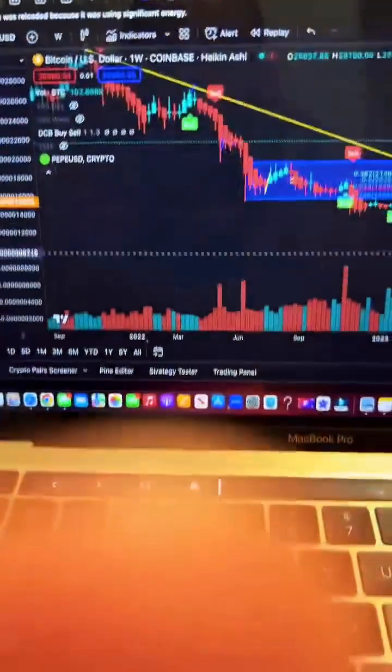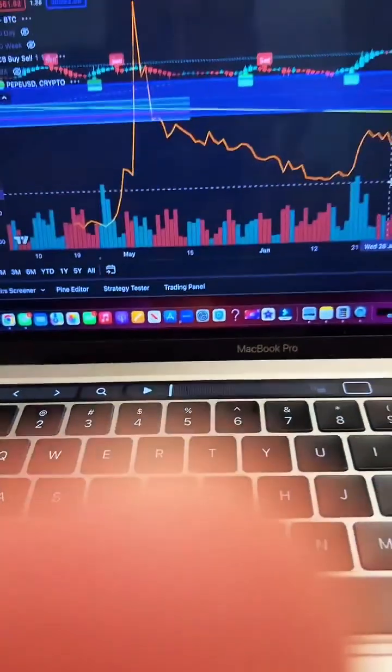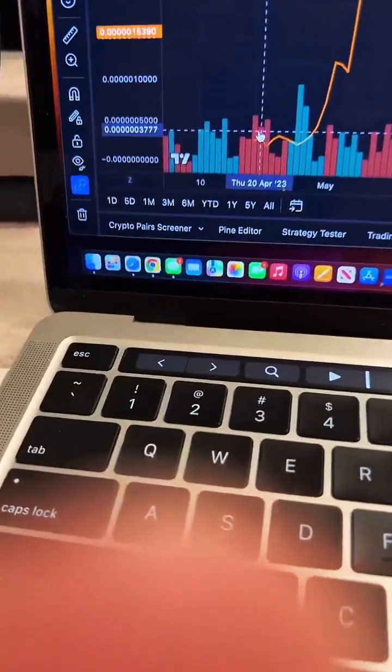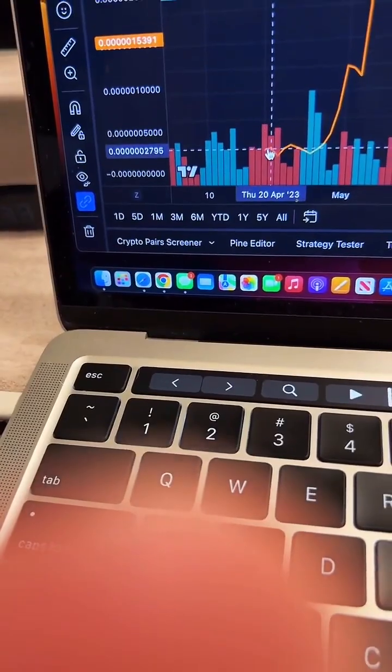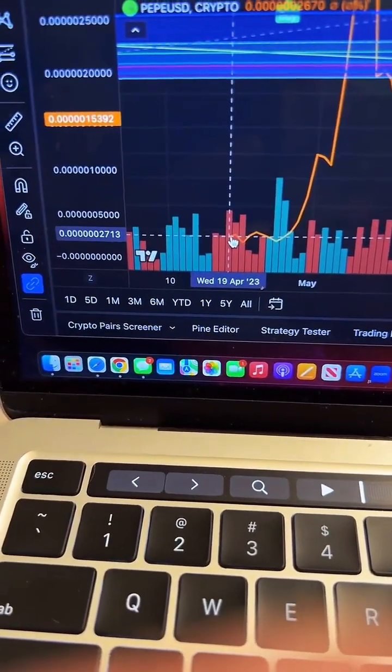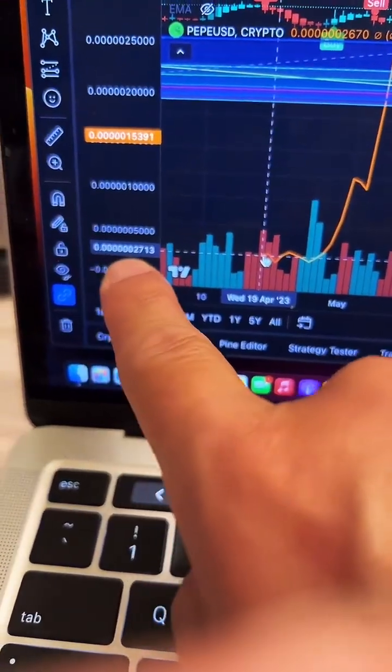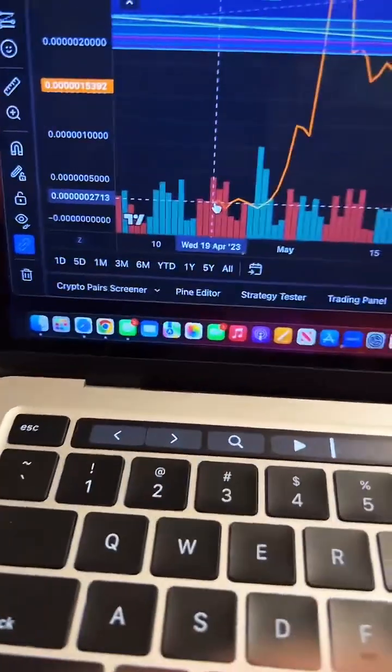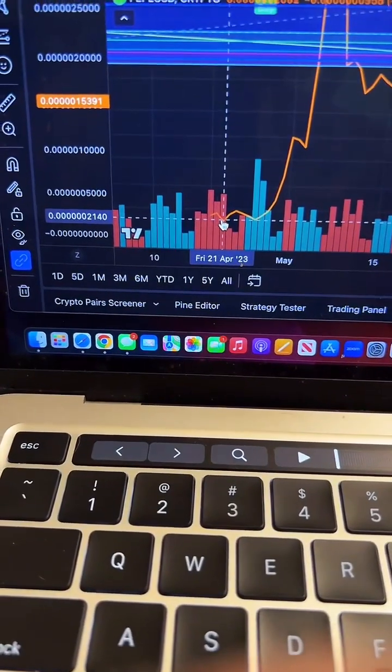So let me show you what happened to price. Let me actually turn this into the daily because it'll tell the story a little bit better. Here's Pepe down here. The first instance we have of price is April 19th. Okay, look at that. And it was six zeros and a 27, roughly. And it went down a little lower.